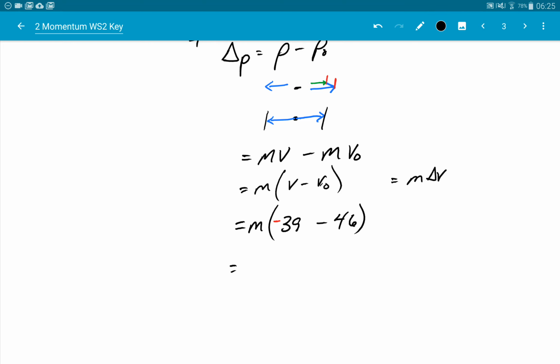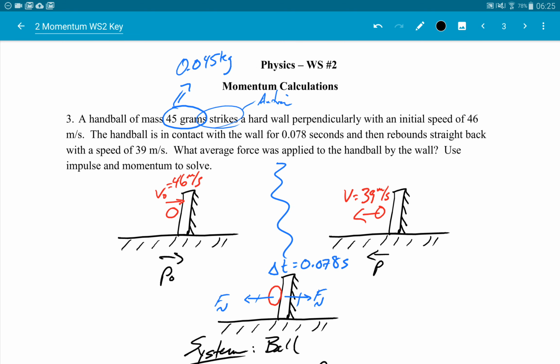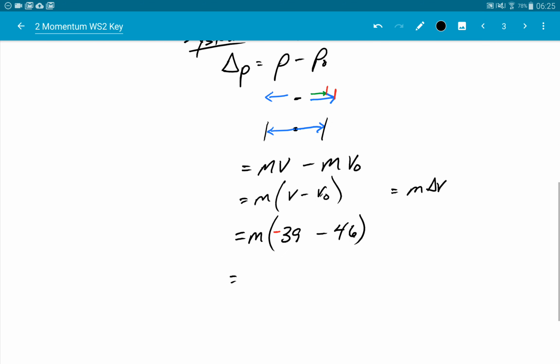And so now when I go and do that, I've got to pick up my calculator for that one. 39 minus 46, so you get 85 as a difference there. And 85 times that mass there of 0.045 gives us 3.825, and that's negative in this case. Negative 3.825 meters per, hold on. It's not just meters per second. When we do the change in velocity there, it's meters per second, but times the kilograms, so now it's going to be kilograms meters per second.